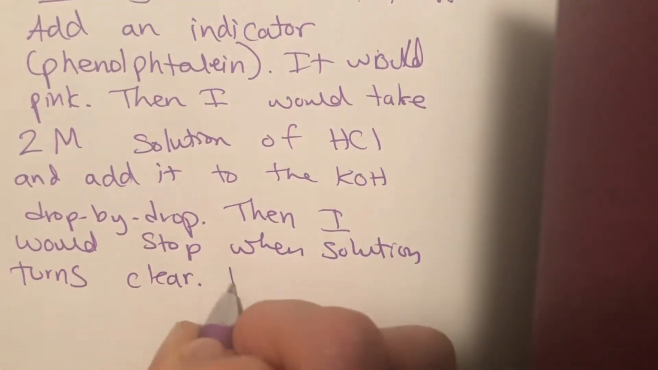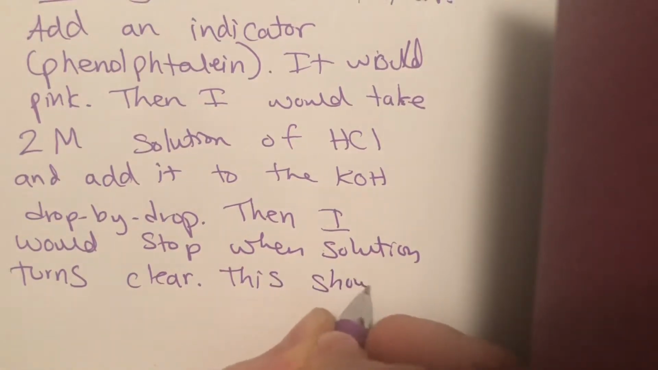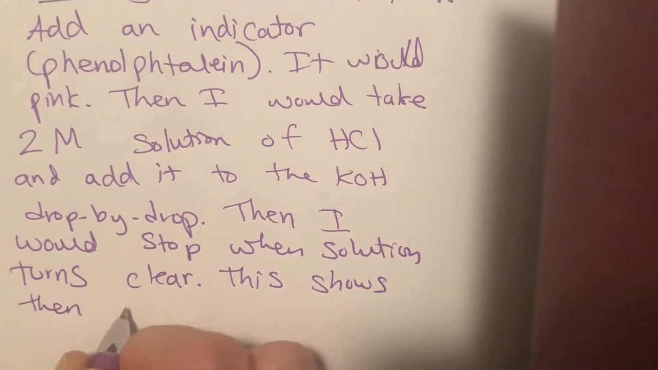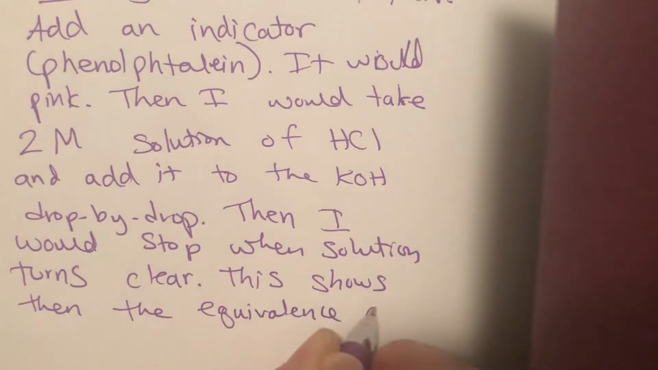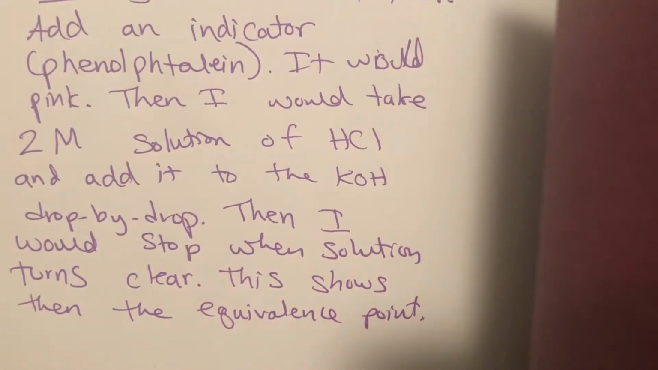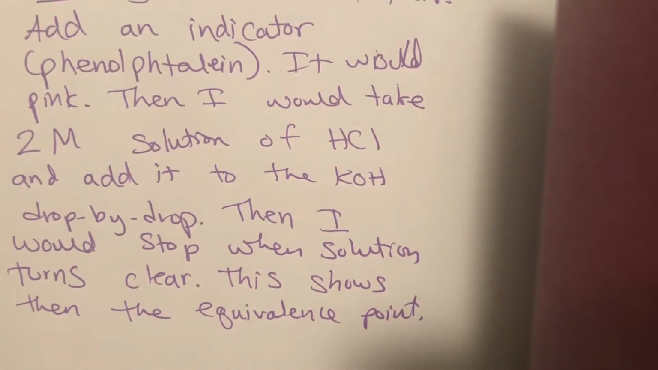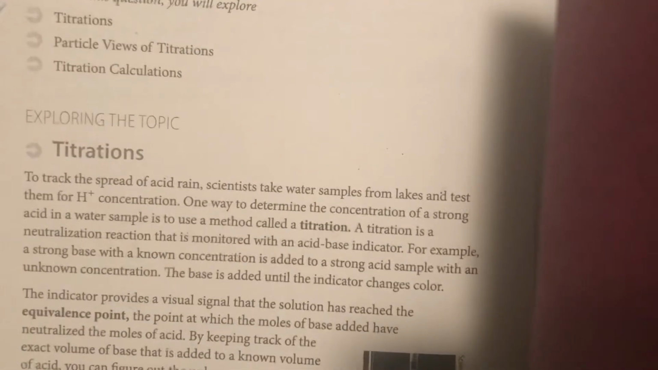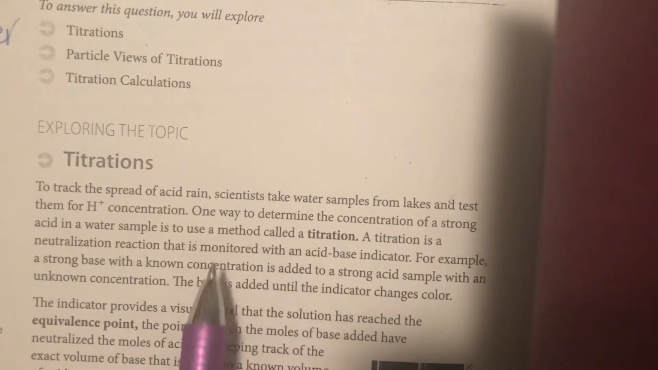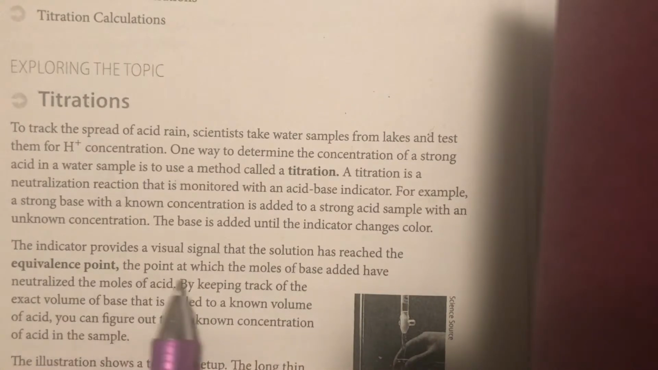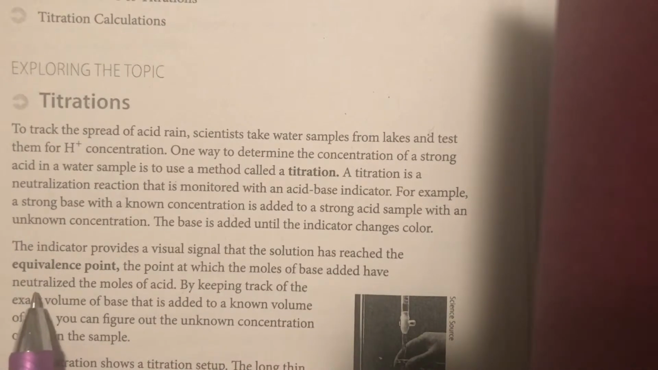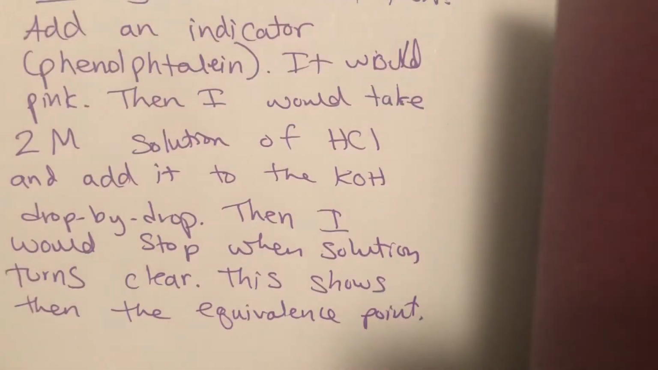This is the equivalence point. Notice it is also in your reading, the second paragraph from this reading: the indicator provides a visual sign that the solution has reached the equivalence point, the point at which the moles of base added have neutralized the moles of acid. So that means that you're equal to the point of your acid and your base.